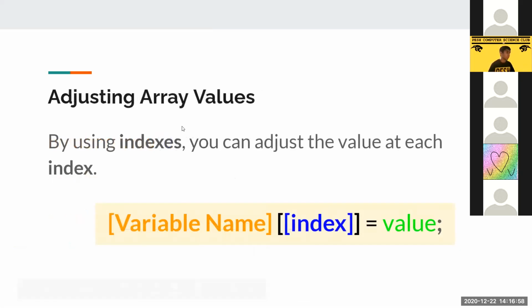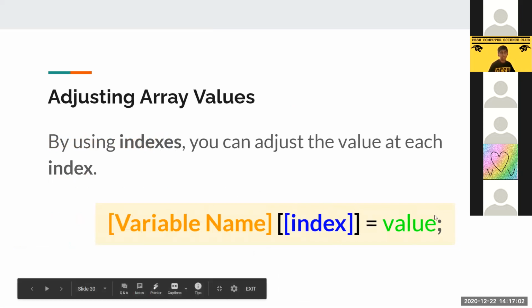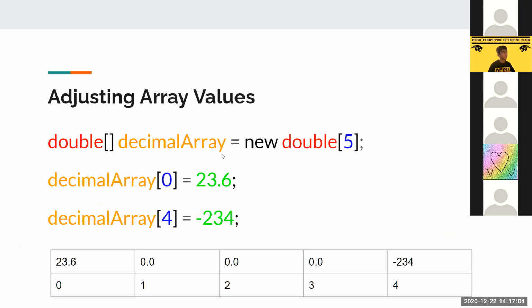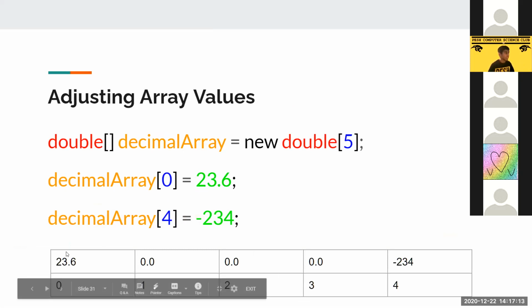And for adjusting array values, remember, we would call in the array at a specific index and then set it equal to a value. So remember these examples, that's our variable name right here. We have our index and then we have our actual value that we want to change it to. So before it was 0.0, now it's going to be 23.6 because I changed the value at that index.